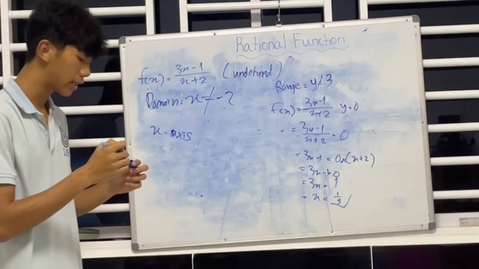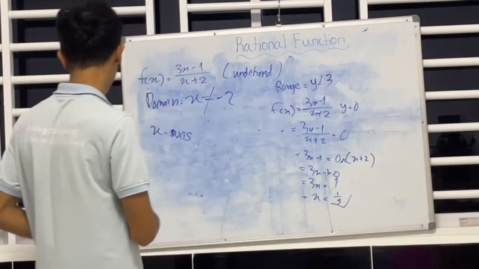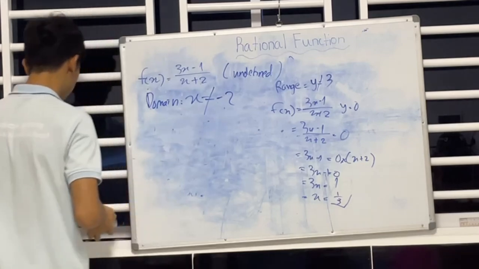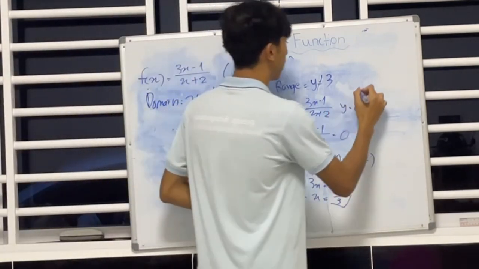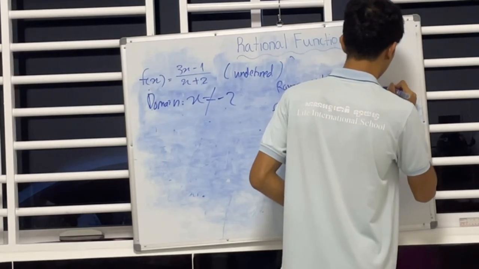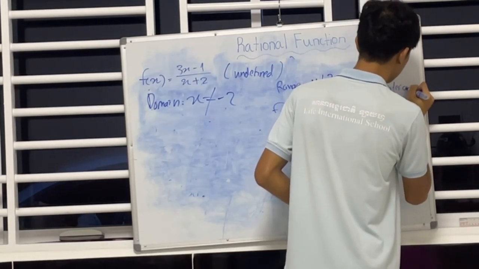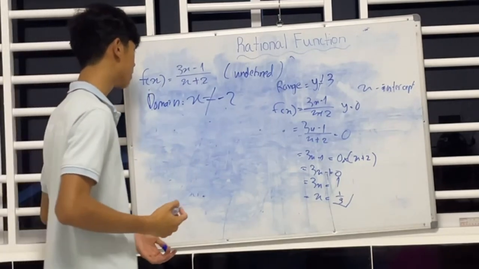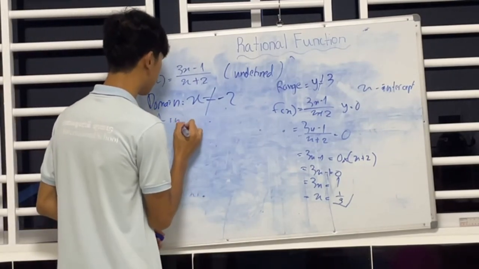What we have to do next is find y. Let me just erase this. That was the x-intercept. The other one we're supposed to find is the y-intercept.